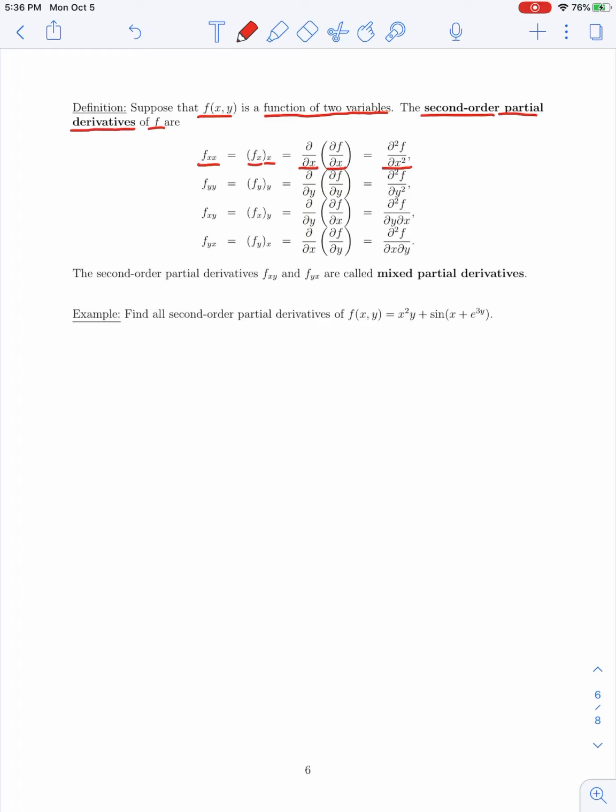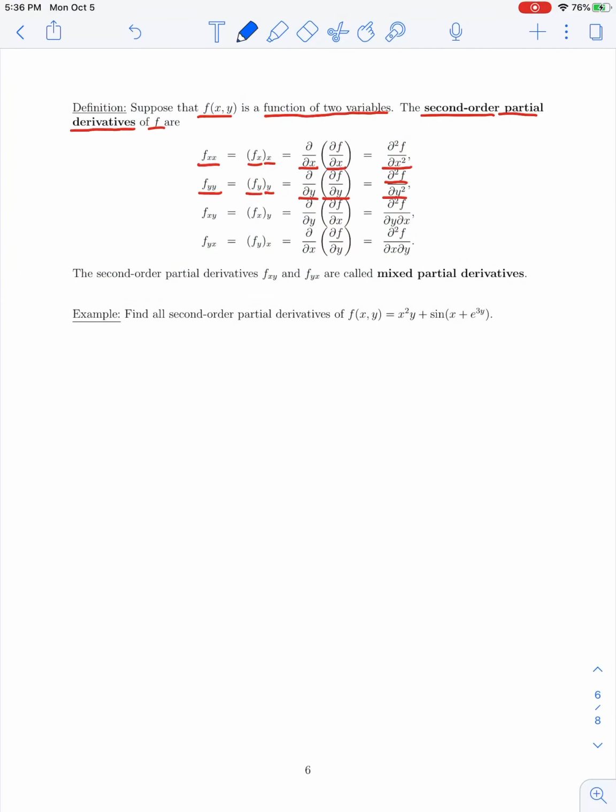Similarly, we could define the second order partial derivative of f with respect to y, f sub yy, as representing the derivative of the partial derivative of f with respect to y, differentiating again with respect to y. So that is, using the Leibniz notation, the partial derivative with respect to y of the partial of f with respect to y, or del squared f over del y squared.